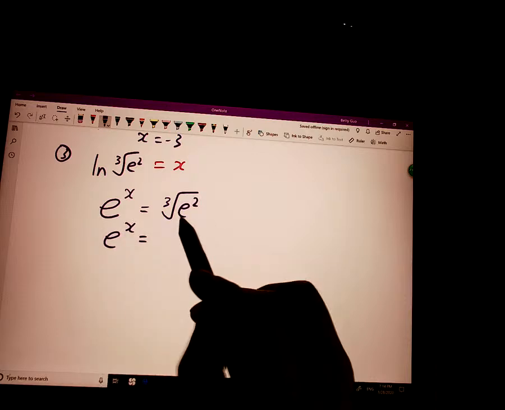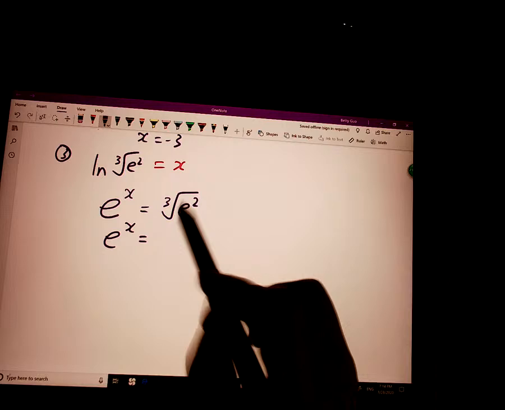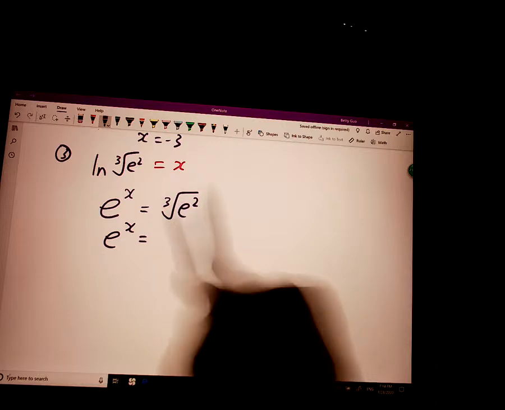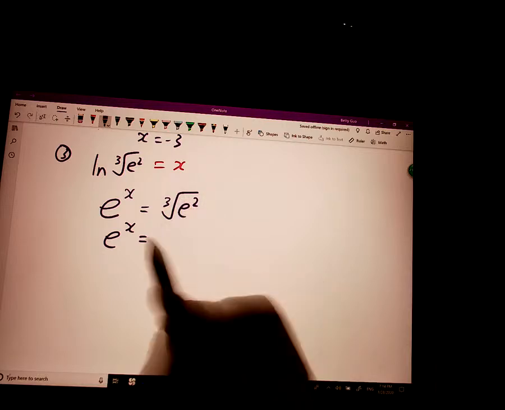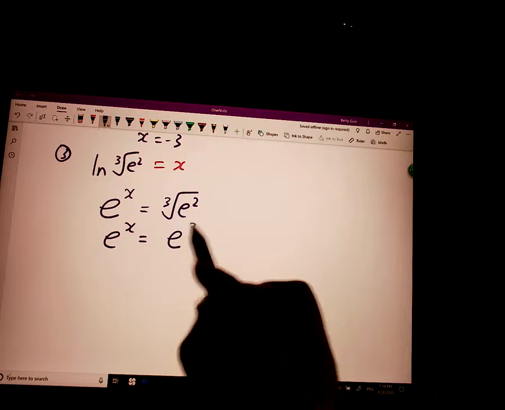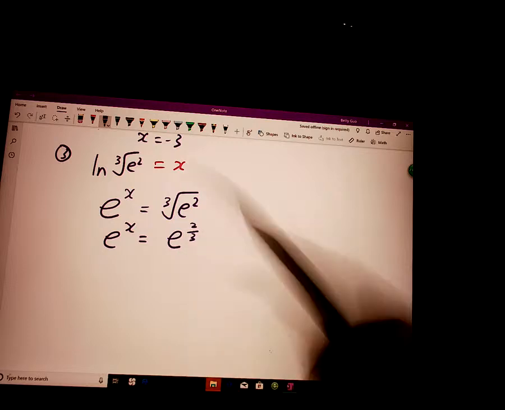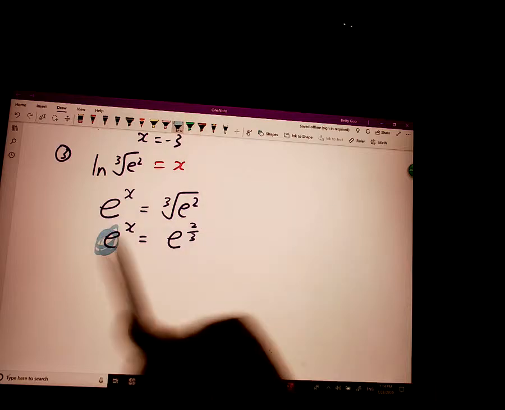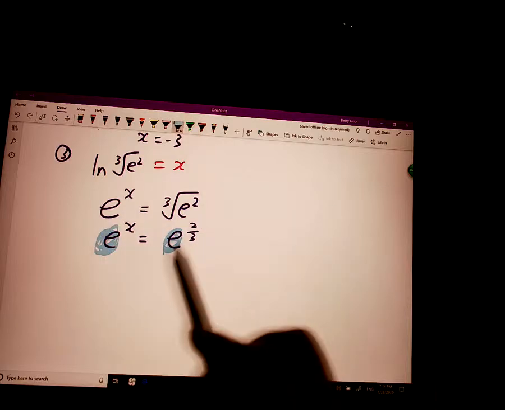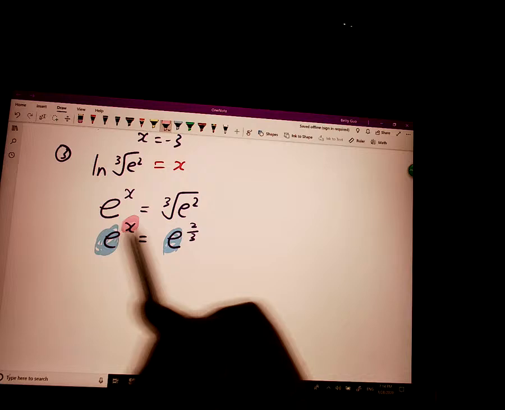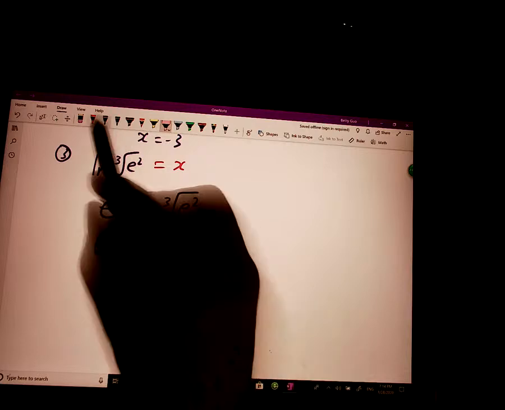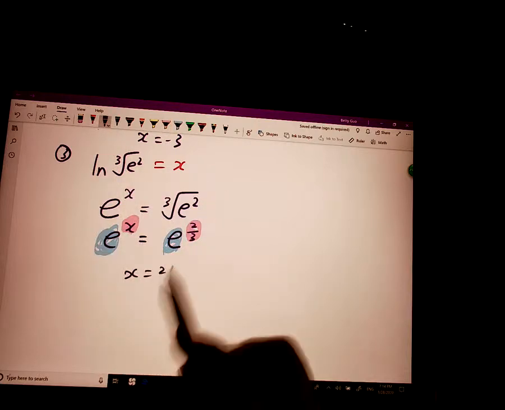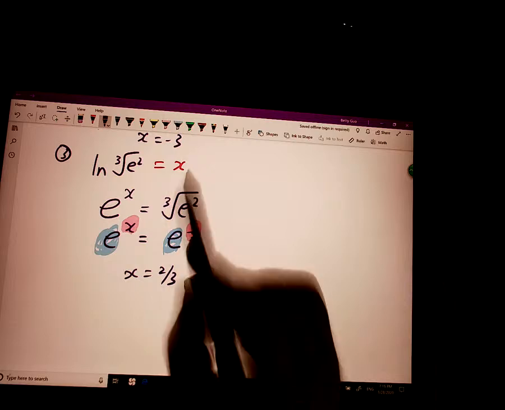You remember the formula that we have learned from Algebra 2. This radical expression can be written as e to the power of 2/3. They have the same base, so they should have the same exponent. That gives us x equals 2/3 here, okay?